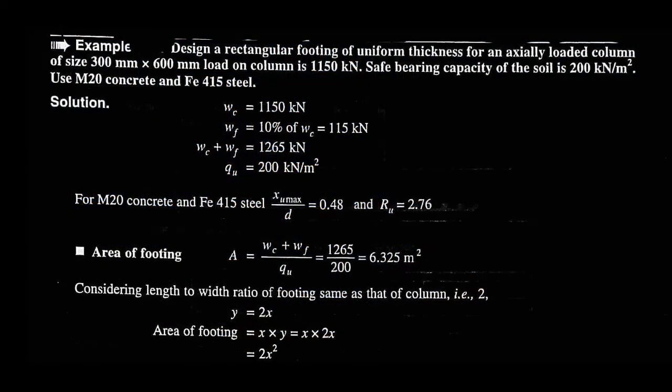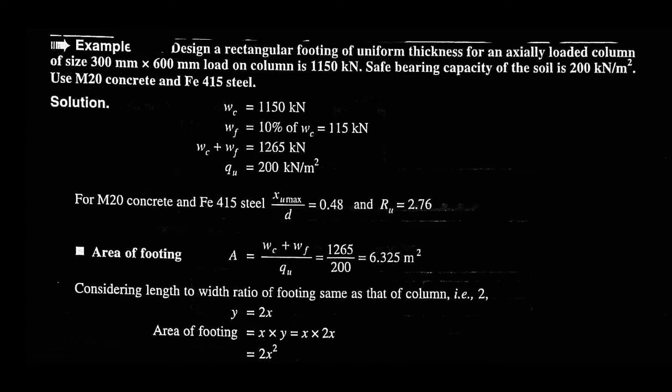So let's check out the problem. First, as I tell you every time, read out the problem very carefully. Design a rectangular footing of uniform thickness for an axially loaded column of size 300 mm by 600 mm.